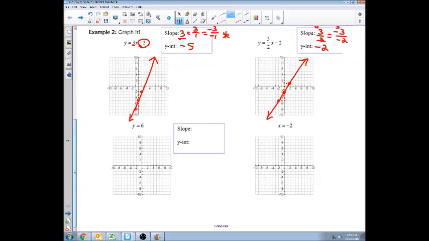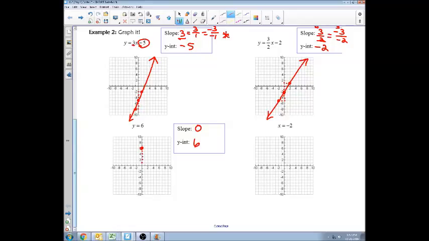Okay? Now let's take a look at the next problem. It says y equals 6. Do I have anything that is attached to the x? I don't, so my slope in this case will be 0. All right? My y-intercept is always the thing that's by itself, so in this case it will be 6. I always go to my y-intercept first, so I go to 0, 6.